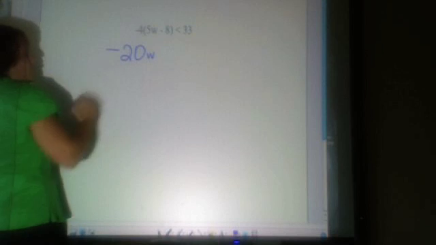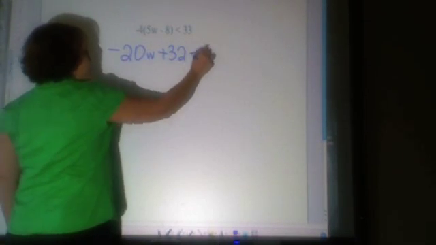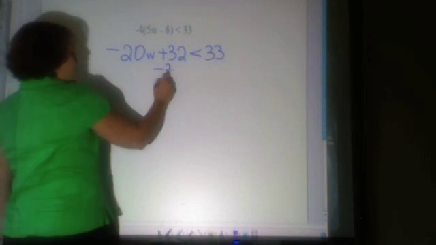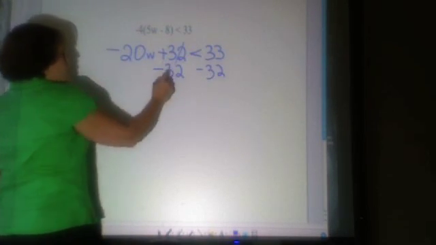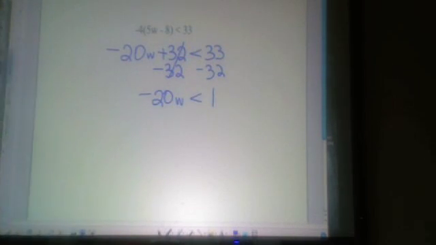All right, we got 3 minutes. Let's get this done, because this is going to show you the flipping of the sign. First thing is what? Distribute. You get -20W plus 32 is less than 33. Next step. Very good. Subtract 32 from both sides. You get -20W is less than 1. What's next?